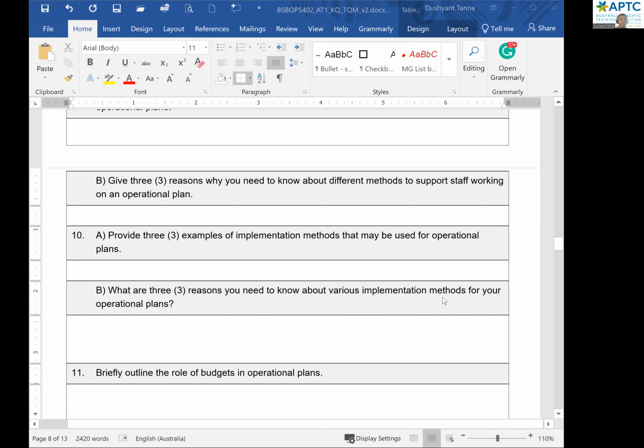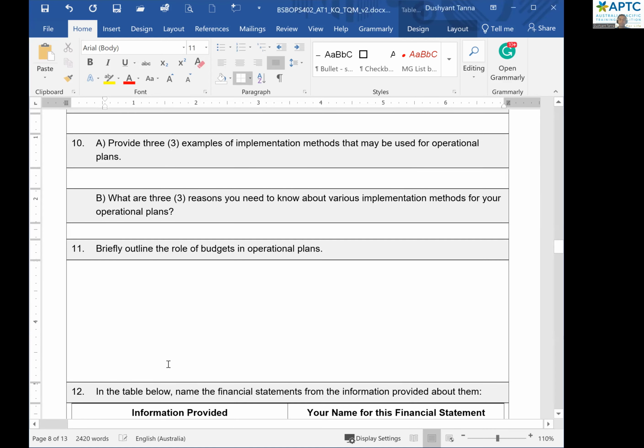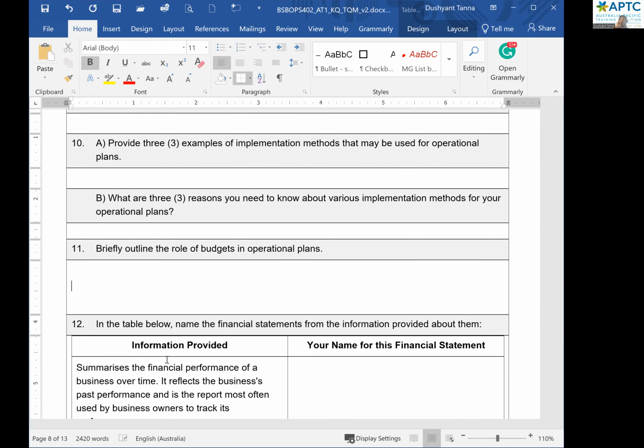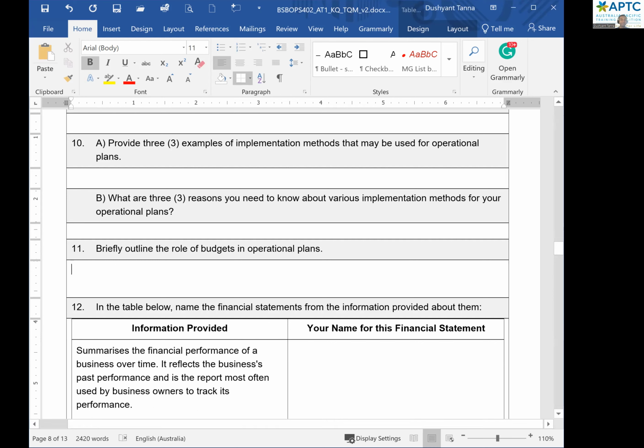And again, the reasons to support that. Here the example, here the reason. They follow the same pattern. Very important. I like the questions on budget. Okay, we have covered 10 questions.